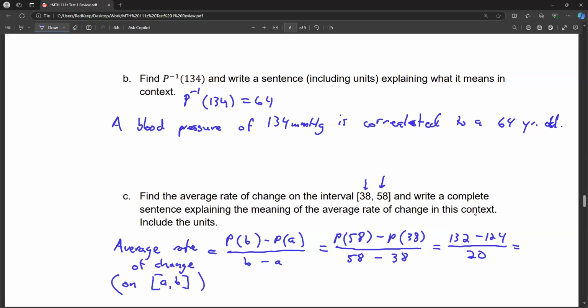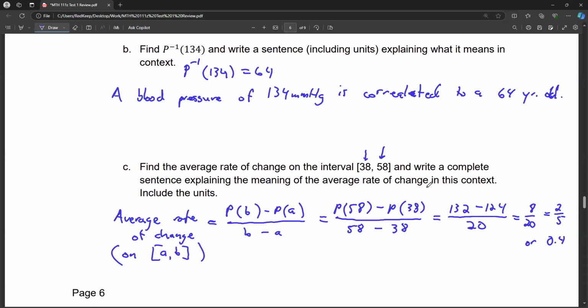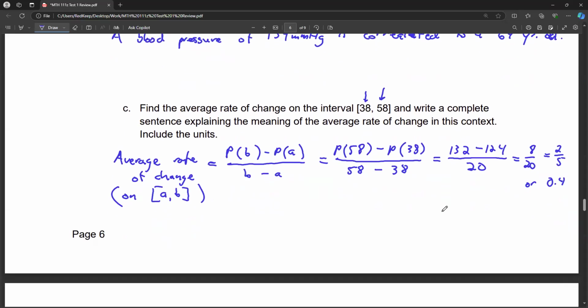Okay, so the top of this fraction, 132 minus 124, that's going to be equal 8, right? So we'll have 8, and then the bottom again is just 20. And this is equal, if we simplify this, is equal to 2/5 or 0.4 if you put that into your calculator, or you might know that already. So this would be just the first part of this question. We found the average rate of change on the interval 38 to 58. So we have to put it into context in a sentence.